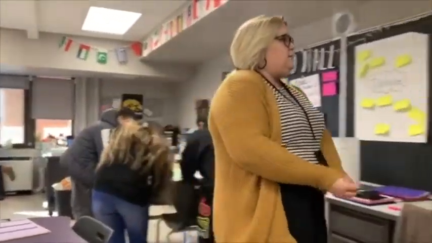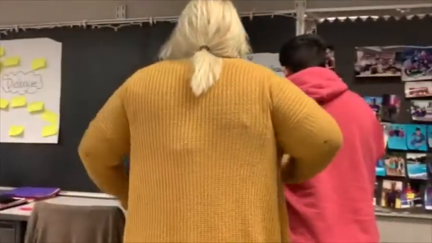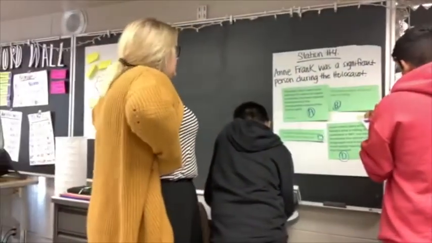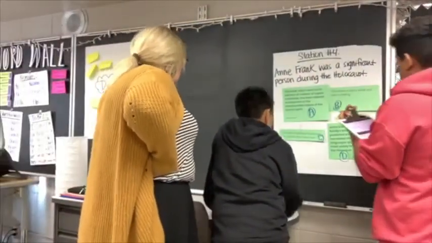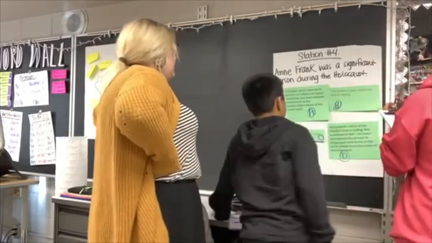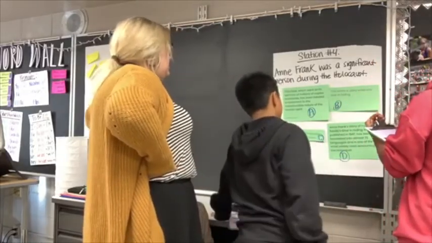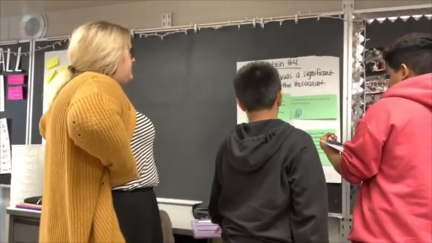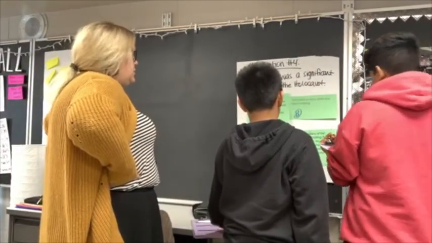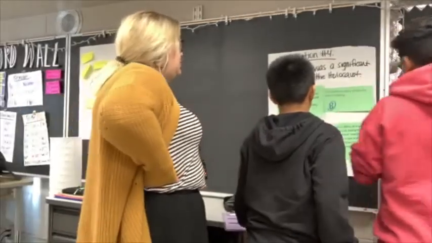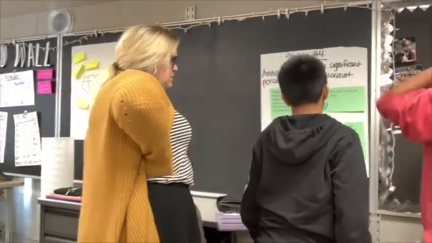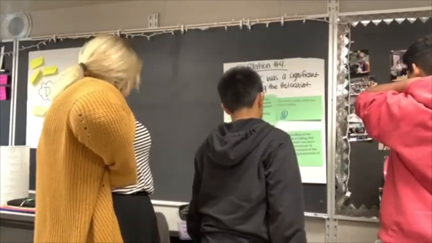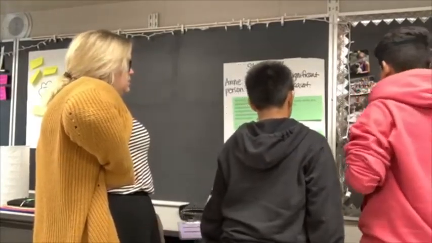How are you guys doing back here? Good. So Anne Frank was a significant person during the Holocaust. What's your strong evidence? D. D? D, yeah. Why did you pick D? It has more details. So if it's significant, it means she's important. So what about this piece of evidence shows that she's important? I think you're right, but I want to know why you think that shows she's important.